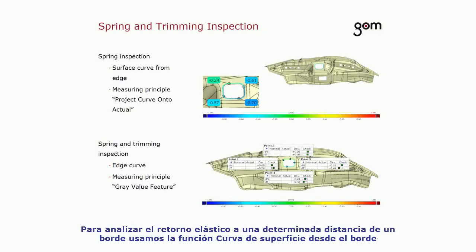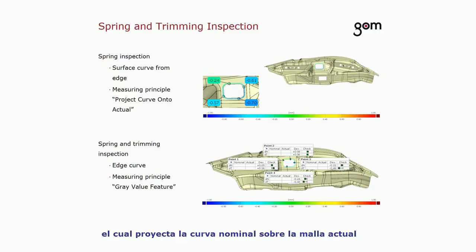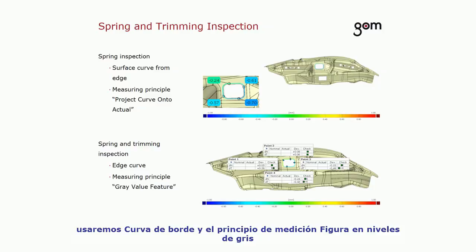To analyze the spring at a certain distance from an edge, use the function surfaceCurveFromEdge and project the nominal curve onto the actual mesh. If you would like to inspect the spring and the trimming at the same time, use an edge curve with the measuring principle gray value feature.